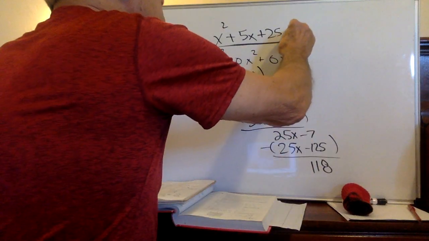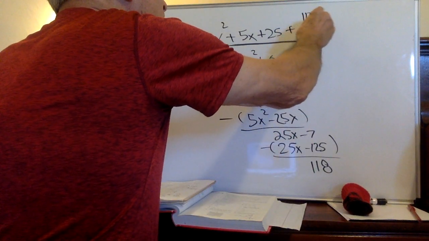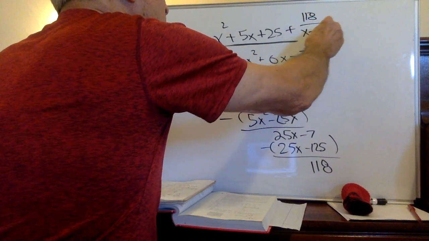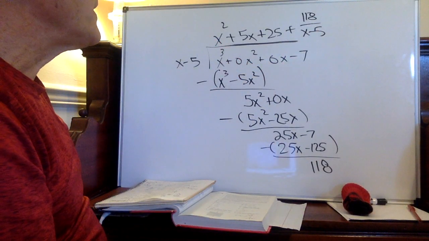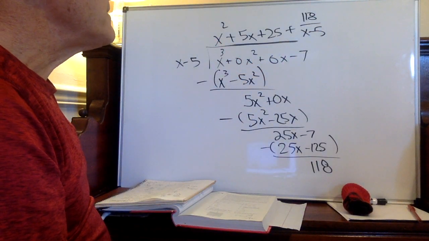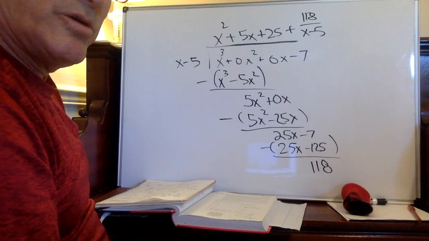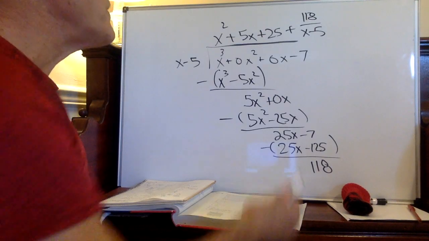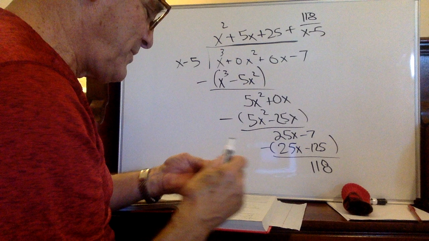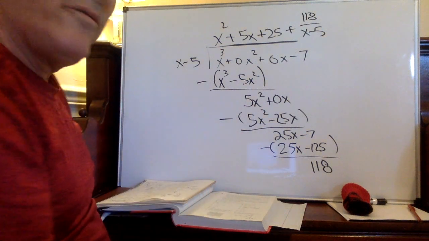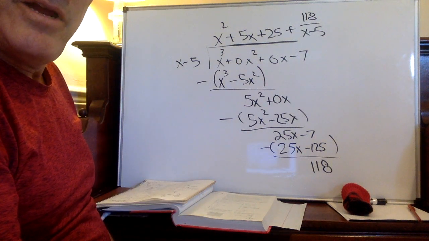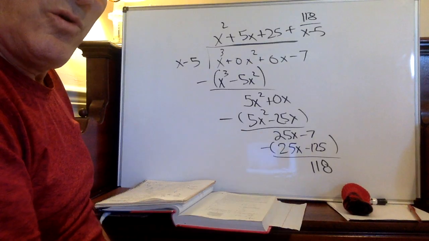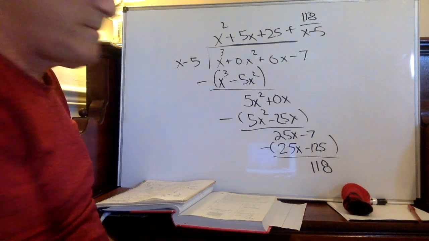So you write that as plus 118 over x minus 5, what you're dividing by. Okay? And that is your quotient. Or you could have said a remainder of 118, same thing. Hopefully everybody has an inkling of an idea. Again, we're not going to do long division a whole lot, but they want you to understand it.